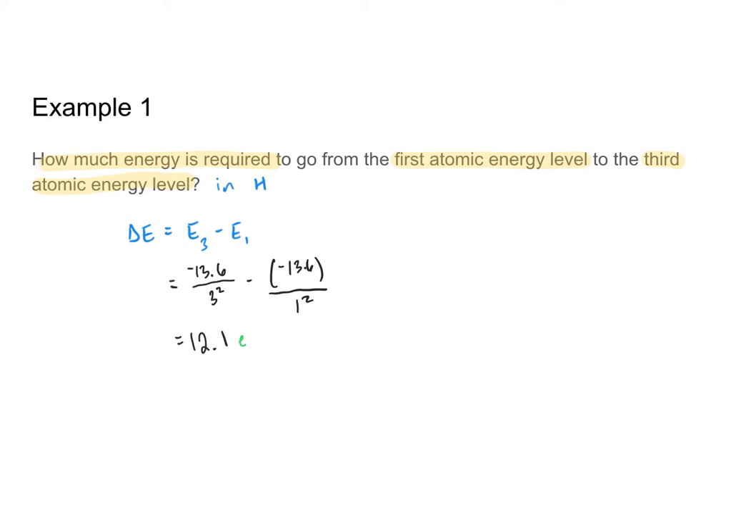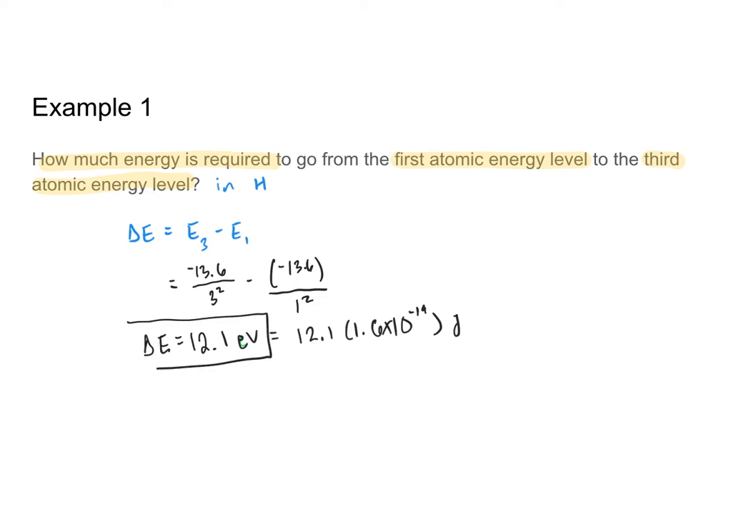Now I can of course convert this into joules by multiplying by 1.6 times 10 to the negative 19th to convert into joules. I'm not going to do the math there, but you guys can all see how that would happen. And there you have it.